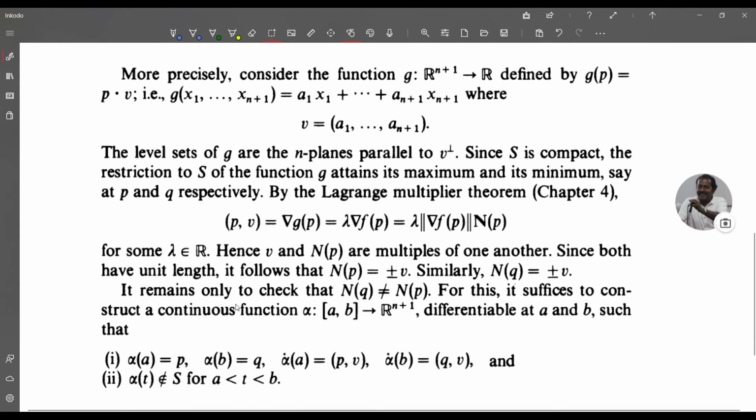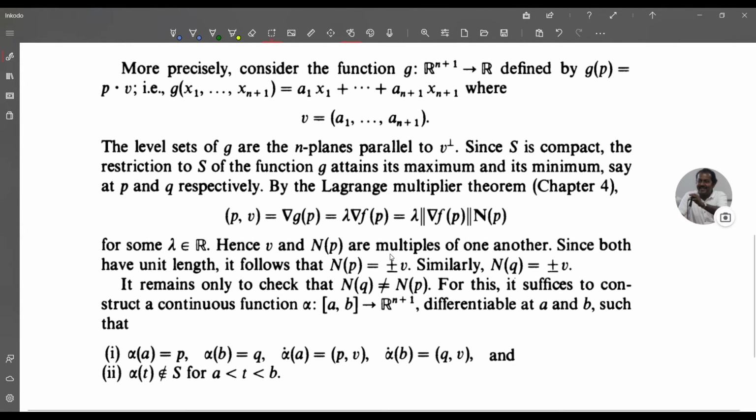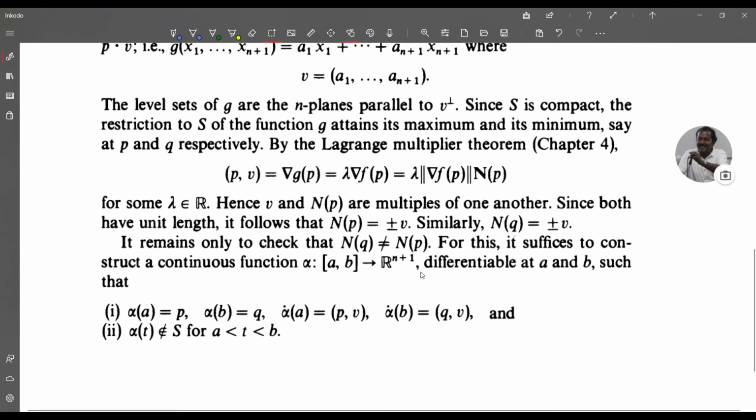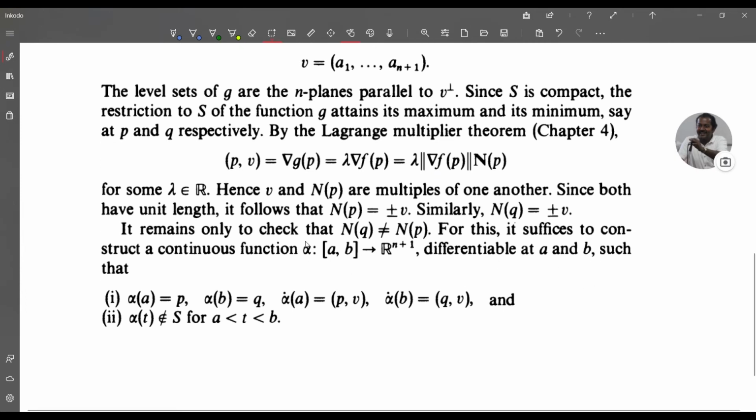Hence, v and N of p are multiples of one another. Since both are unit vectors, we must have N of p equal to plus or minus v. Similarly, N of q is equal to plus or minus v. Now we check that N of q is not equal to N of p.